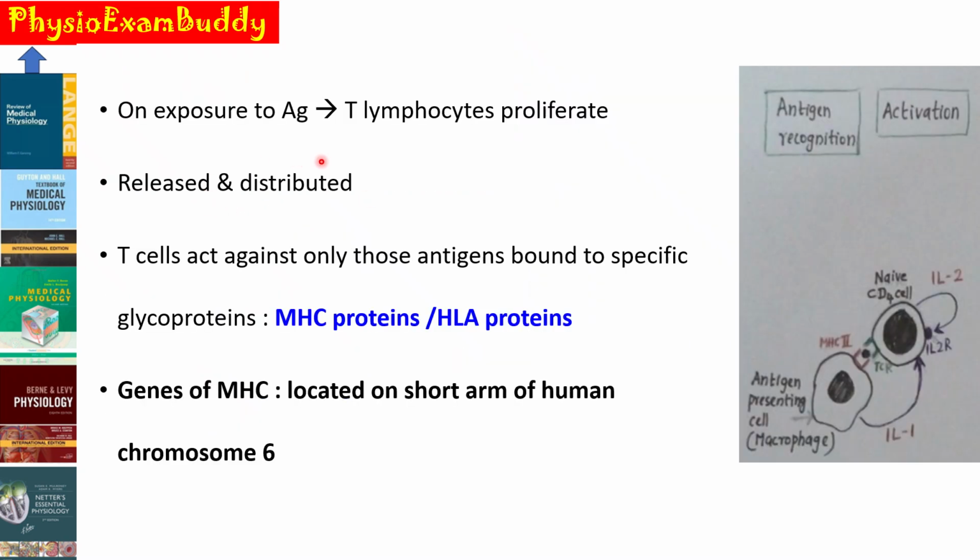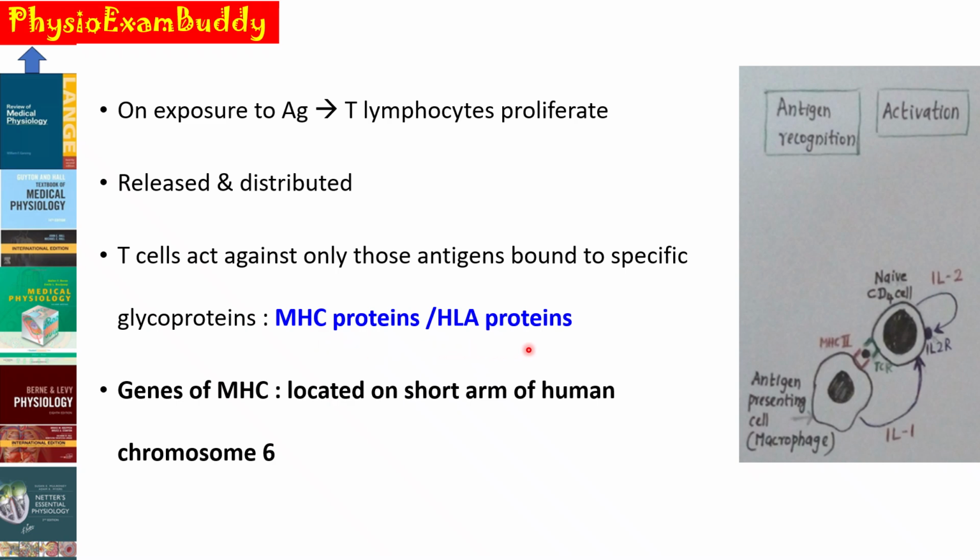On exposure to an antigen, that is whenever any microorganism or foreign body enters into your body, the T cells will be proliferated and finally released and distributed into our body. And these T cells will act only against those antigens which are bound to a specific glycoprotein, and that glycoprotein is known as the MHC protein or human leukocyte antigen protein. MHC means major histocompatibility protein or human leukocyte antigen protein.